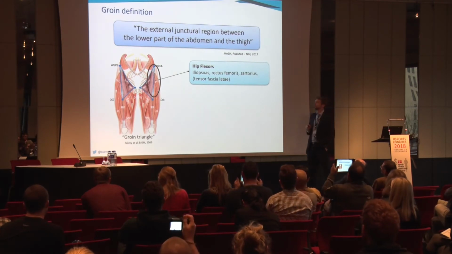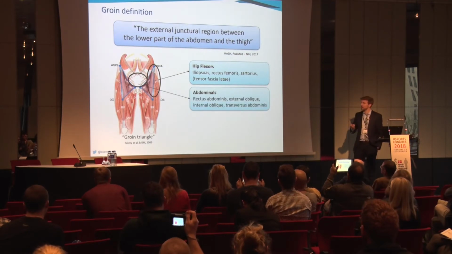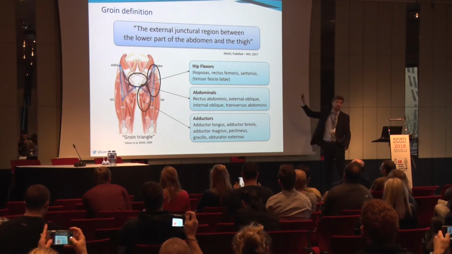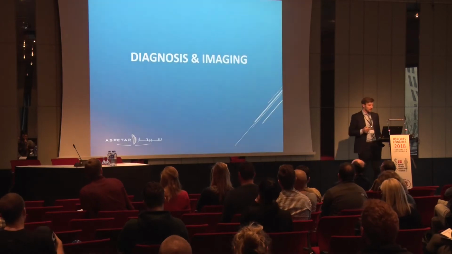We had the hip flexors with the psoas, rec fem, and sartorius, also the TFL. We had the different abdominal muscles, and we had all our different adductor muscles. So these are kind of the 3 main groupings we did of the acute groin injuries.